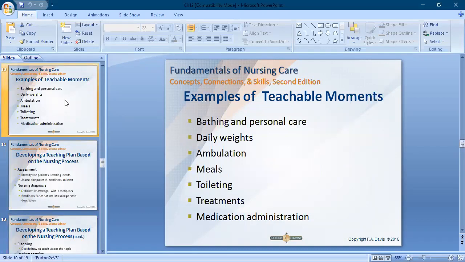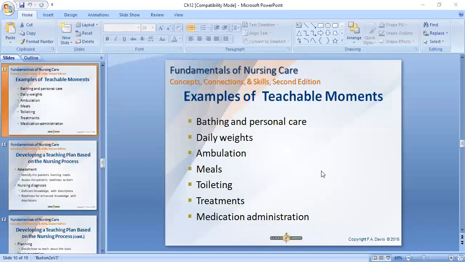Suppose we are teaching them bathing or personal care, right? Personal care. Some people, especially psychiatric patients, do not maintain their hygiene. But if you teach them how they should do it, this is actually personal care. Also, if an obese person, you have to improve their lifestyle; if they reduce their body weight, it is good. So daily body weight measurement is one teachable moment. And also ambulation. Some patients need ambulating. Also the diet or food is an important component.